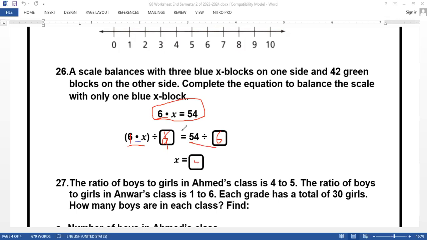Or from the beginning, because it's multiplication by 6, I divide by 6. Because it's multiplication, I do the opposite. 54 divided by 6 equals 9.